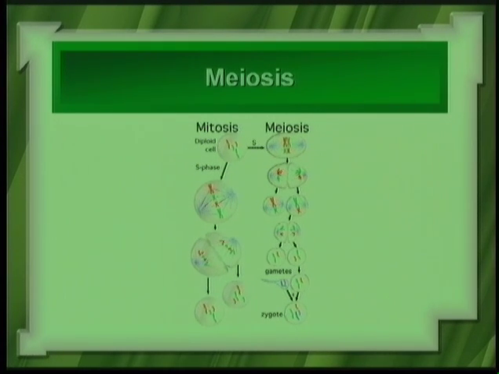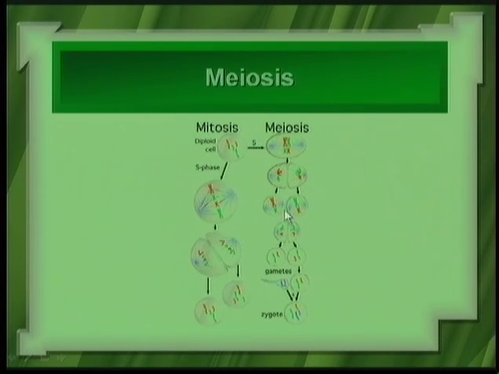Now in meiosis, you also start off with a diploid number. You have a diploid cell, right? And then first of all, you'll have prophase, where you have crossing over happen in meiosis, in prophase 1. Then during metaphase of meiosis 1, you have the homologous chromosomes oriented at the equator of the cell. During anaphase of meiosis 1, you have the chromosomes separating.